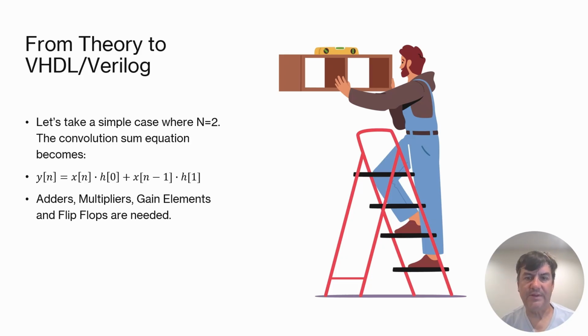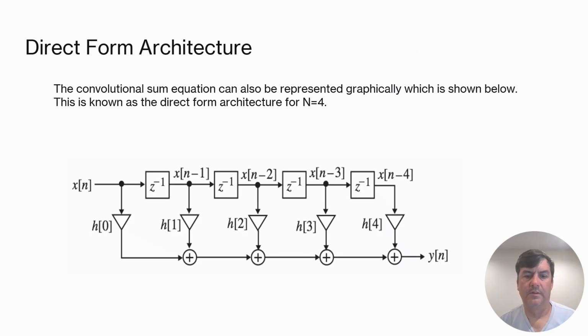From the equation, we can see adders and multipliers are needed. We also need delay elements since the input x[n-1] is a delayed version of x[n]. Delay elements are flip-flops. Finally, gain elements are needed for the constants or coefficients represented by h0 and h1. The convolution sum equation can also be represented graphically, which is shown below. This is known as the direct form architecture for n equals 4.